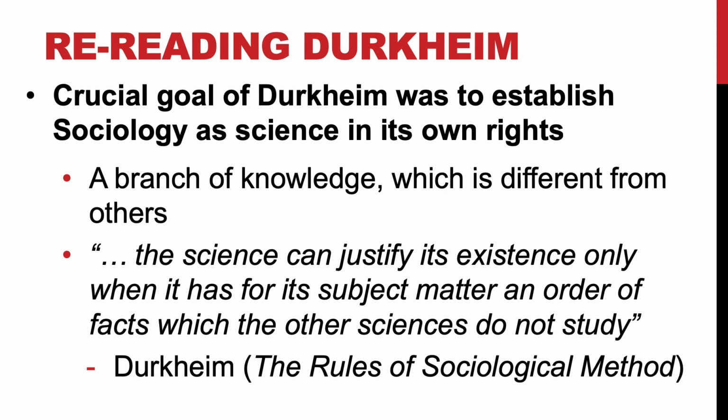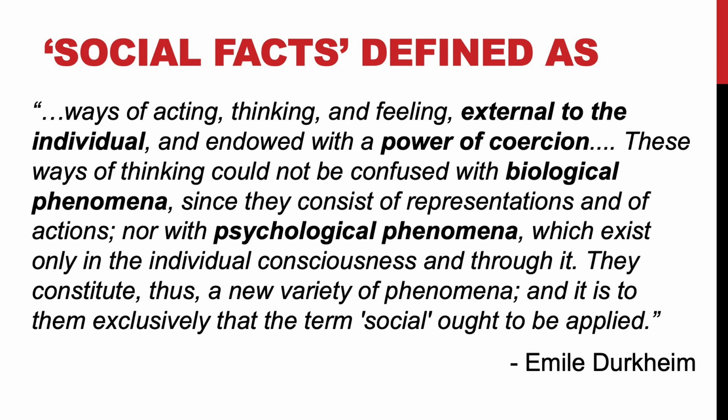Therefore, Durkheim's aim was to establish sociology as a branch of knowledge which is distinct from other disciplines. Durkheim mentions in his classical book, The Rules of Sociological Method, that a science can justify its existence only when it has for its subject matter an order of facts which the other sciences do not study. In other words, any discipline can establish itself only when it has a distinct reality to examine, and for sociology that reality was social fact. Durkheim defined social fact as ways of acting, thinking and feeling that are external to the individual and endowed with the power of coercion.